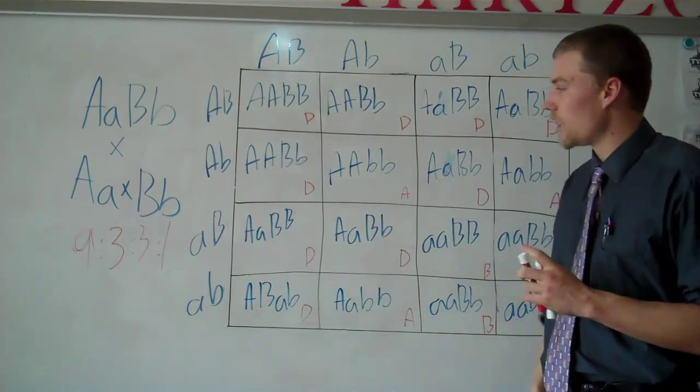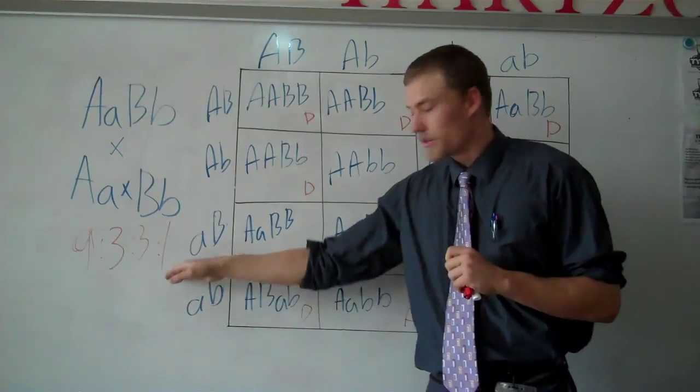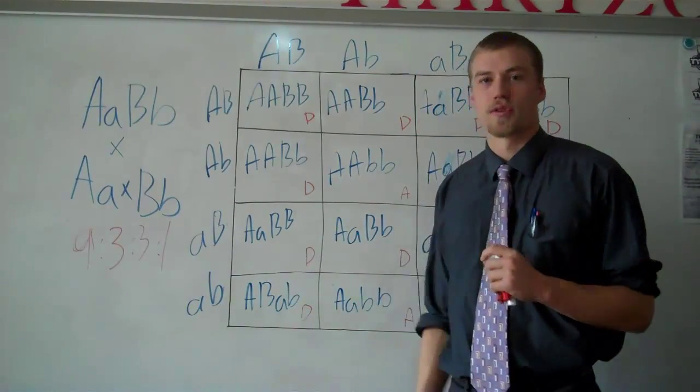The genotypes are a lot more complex, but that's just going to be your normal 9 to 3 to 3 to 1 for a dihybrid cross.